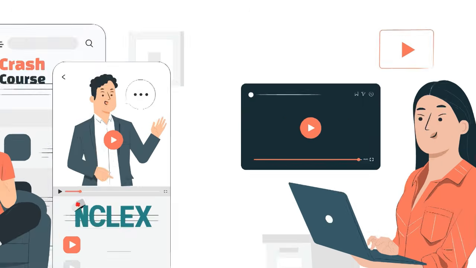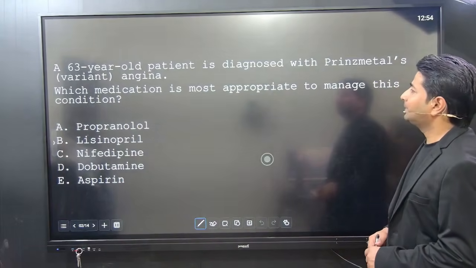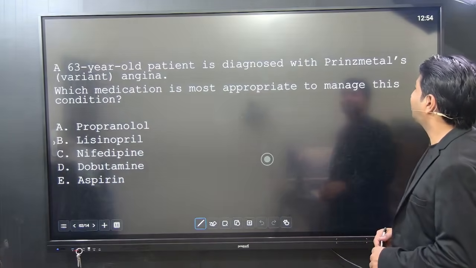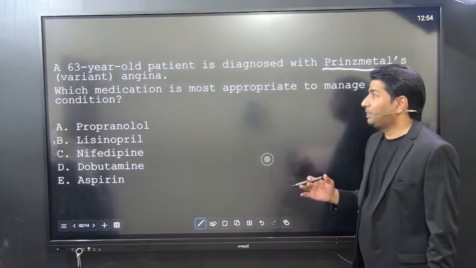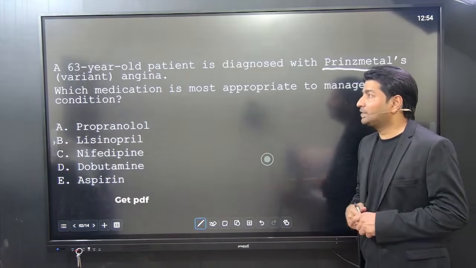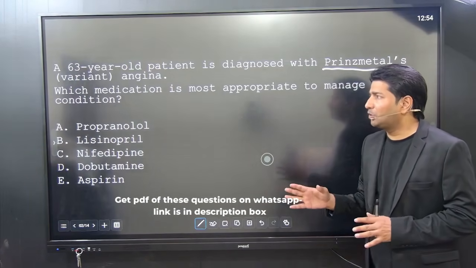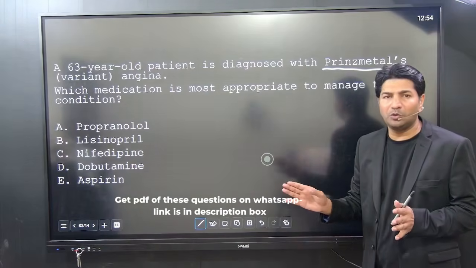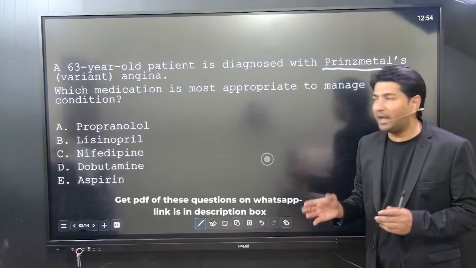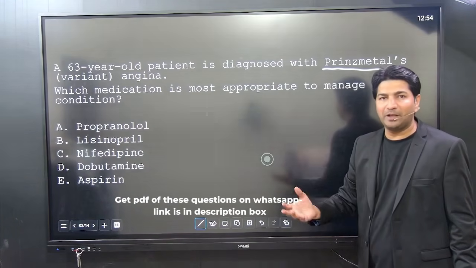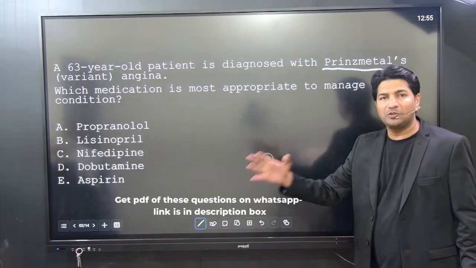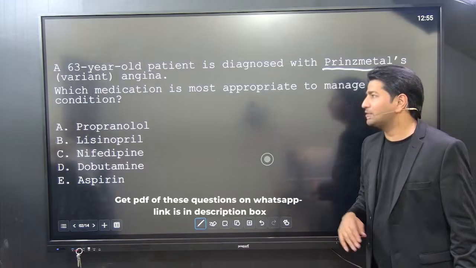Now, let's continue with the topic. A 63-year-old patient is diagnosed with Prinzmetal's or variant angina. This means it's the type of angina pectoris that occurs at night, and in this angina, there's no clot in the coronary artery, nor is there any fatty plaque. What happens is a spasm in the coronary artery. Due to the spasm, it is narrowed. Because of the narrowing, the oxygen supply to the myocardium is decreased.